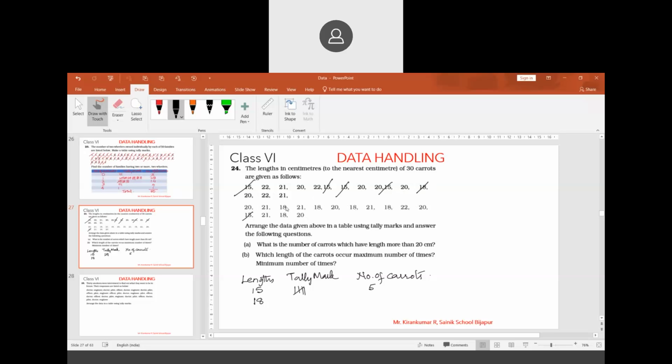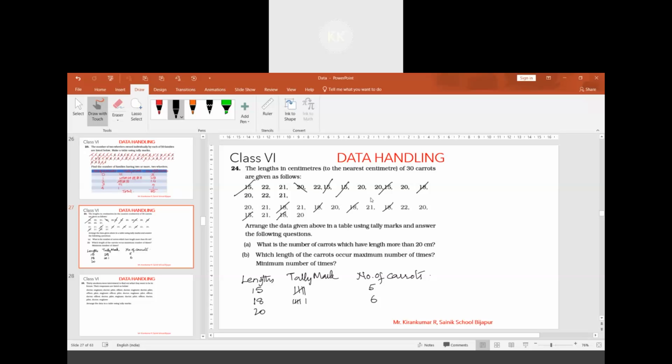1, 2, 3, 4, 5, 6 are there. 6 are there. Next centimeter is 19, which is not there. 20 is there.